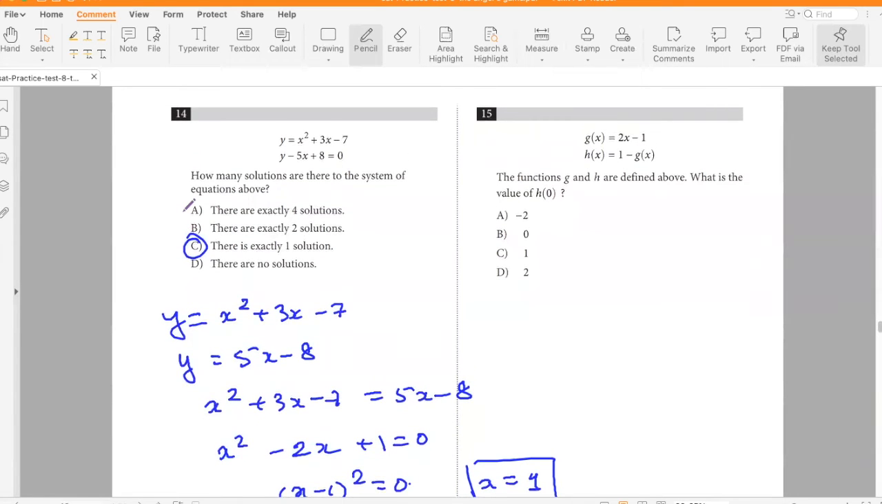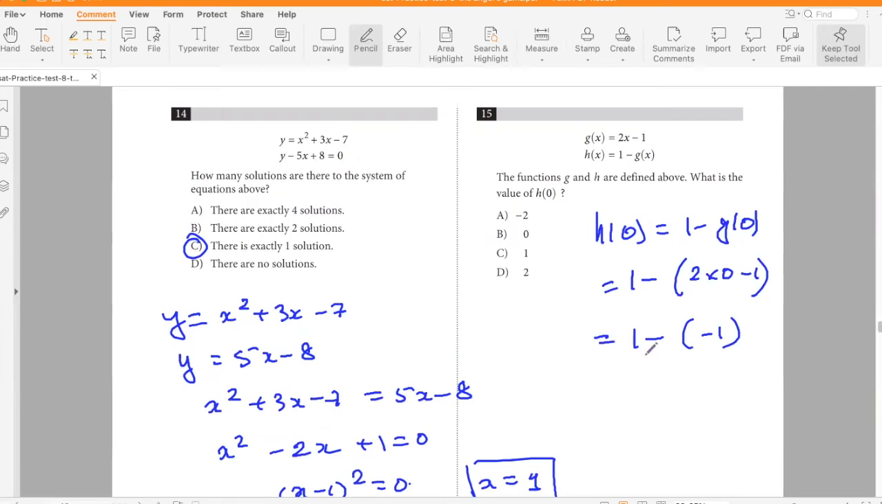The functions g and h are defined above. What is the value of h(0)? So h(0) is 1 minus g(0), and g(0) is 2 times 0 minus 1. So 1 minus minus 1, so 2.